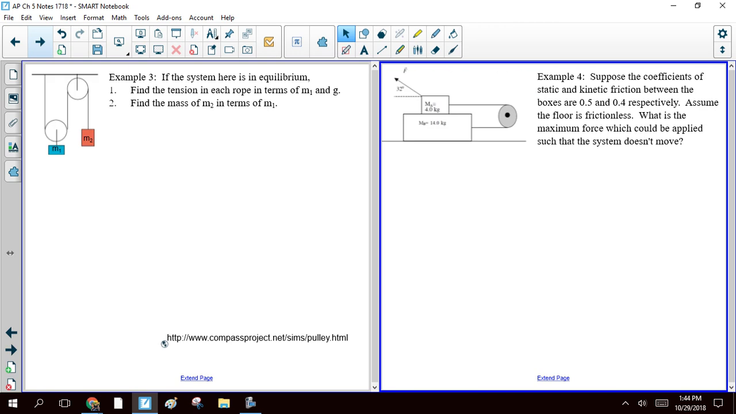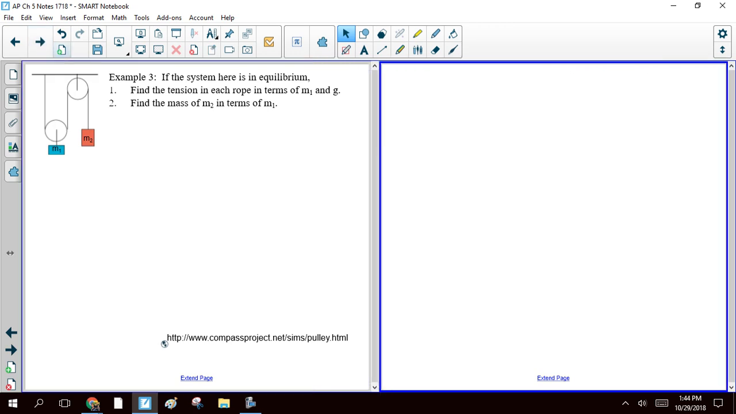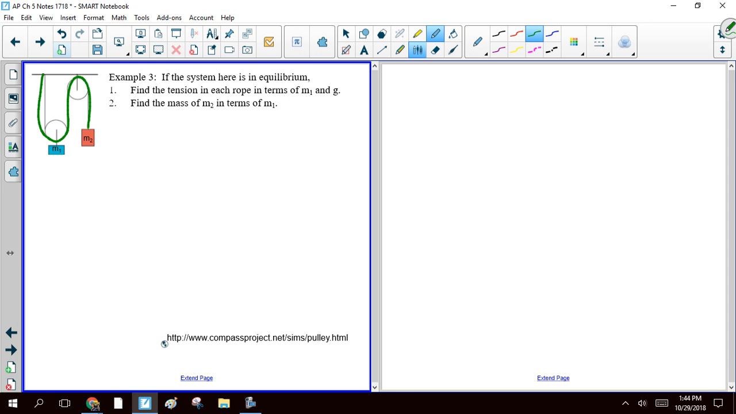So example number 3. All right, so here we've got this system, and it tells us that it's in equilibrium. We need to find the tension in each rope in terms of M1 and G. So first of all, the words each rope is a little misleading because there's really only one rope here, right? So finding the tension in the rope ought to be easy, right? So which block do we want to look at first?